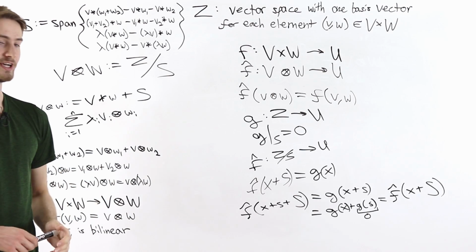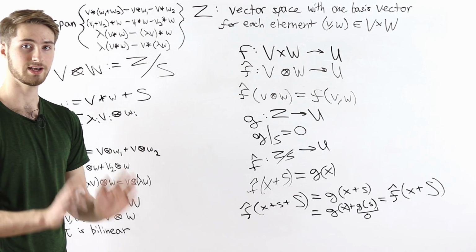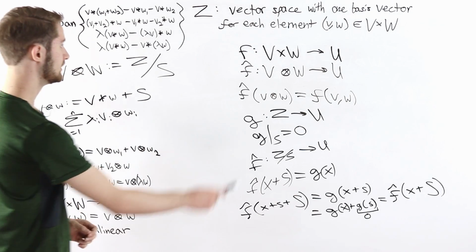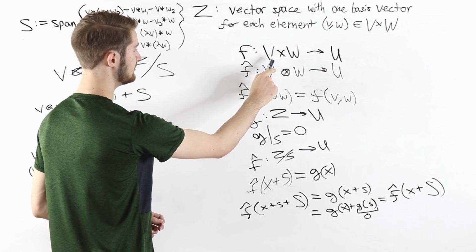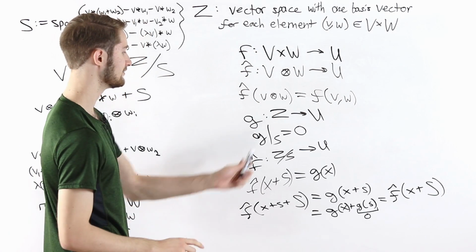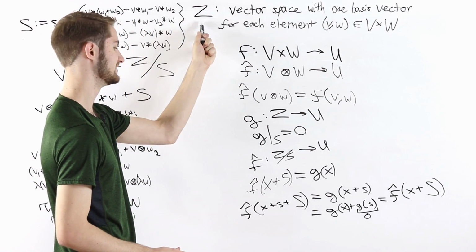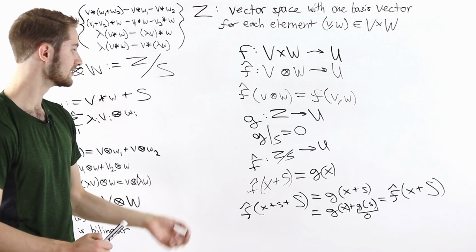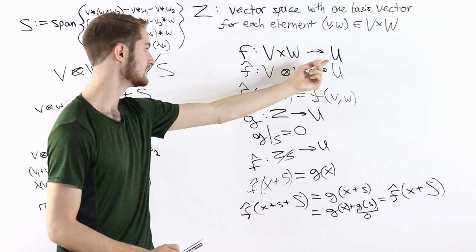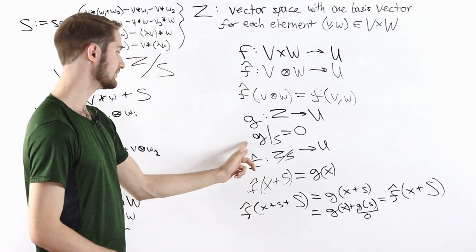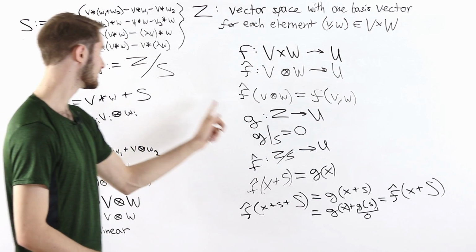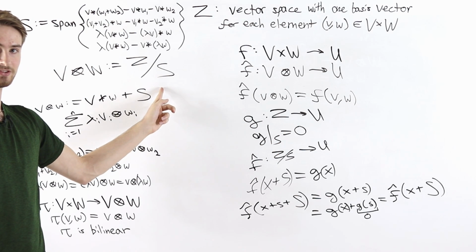Now we have a new objective. Instead of looking at the tensor product at all, what we need to do is start with our function f from V cross W to U and get a function on this vector space Z. We need a linear map from Z to that same space U that gives us 0 on every single element of the subspace S.